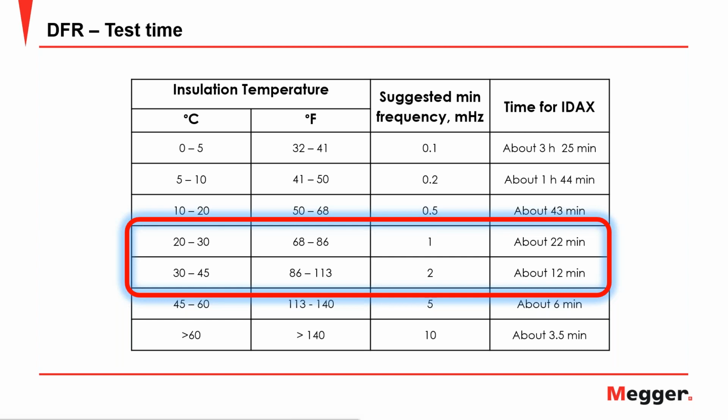So if the insulation temperature is around 20 to 30 degrees C, you will have to go down to 1 millihertz, and going down to that will take about 22 minutes. If you are at higher insulation temperatures, you don't need to go to that lower frequency. You will go only down to 2 millihertz, and that will take only 12 minutes. But if you go to Canada to do some testing, I will suggest taking a jacket with you because it will be cold, okay?